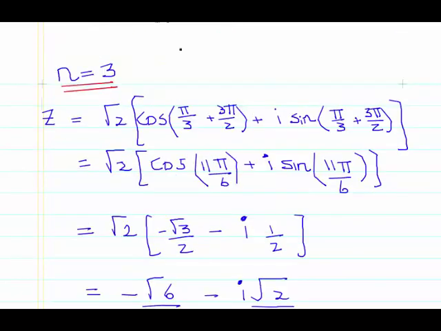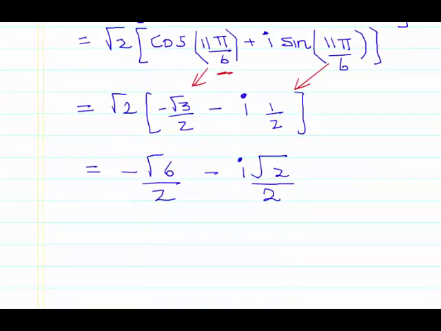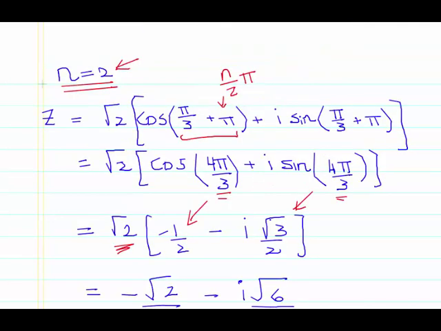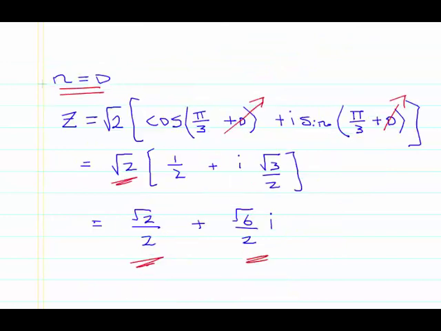And one more. Here n is equal to 3, so we end up with pi over 3 plus 3 pi over 2. That turns out to be 11 pi over 6. The cosine and sine of that are square root of 3 over 2 and minus 1/2. So we end up with square root of 6 over 2 minus i times the square root of 2 over 2. It actually is quite a repetitive process.